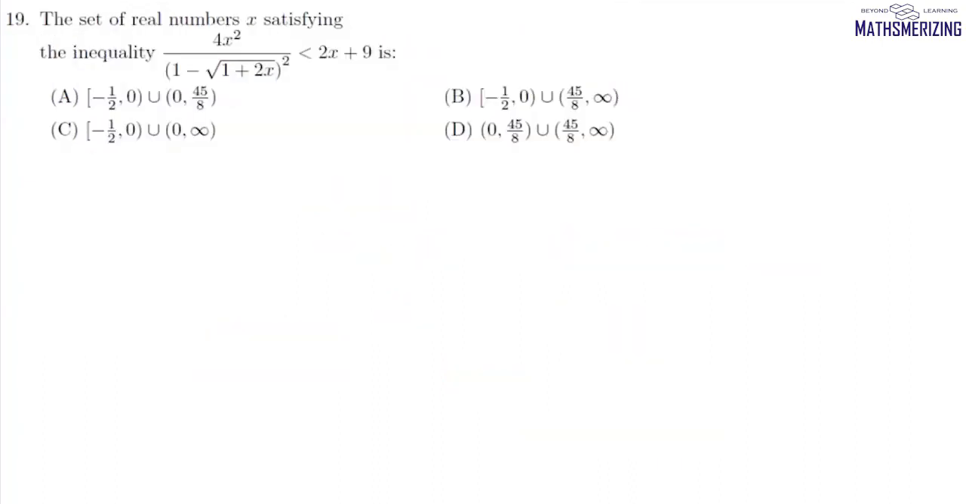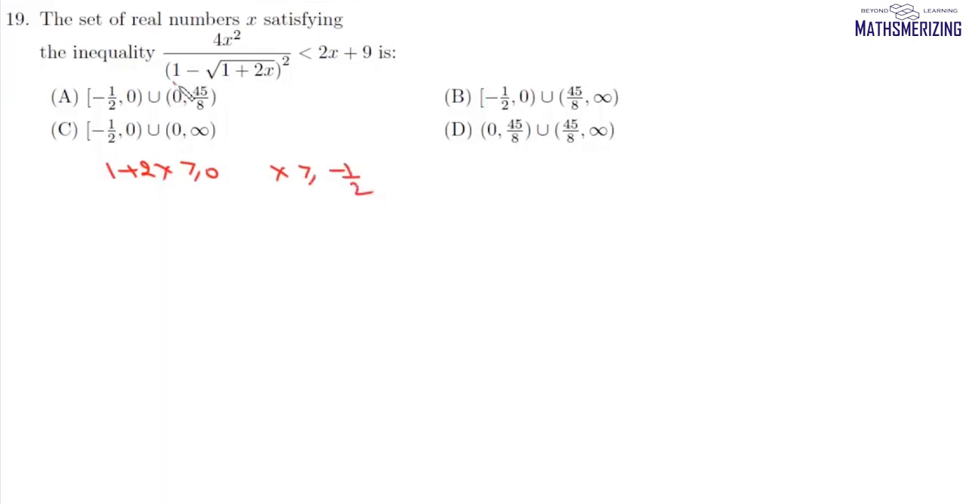Now question number 19 is, the set of real numbers x satisfying this inequality 4x square upon (1 minus under root of (1 plus 2x) whole square) is less than 2x plus 9. Now if we look at the domain of this function, then one of the conditions that we'll have is 1 plus 2x should be greater than or equal to 0. That is, the value of x is greater than or equal to minus 1 by 2.